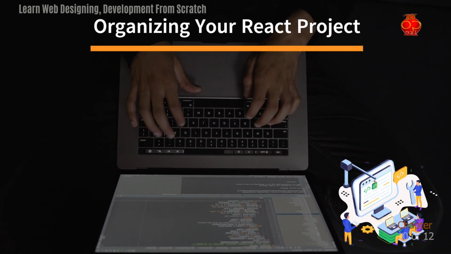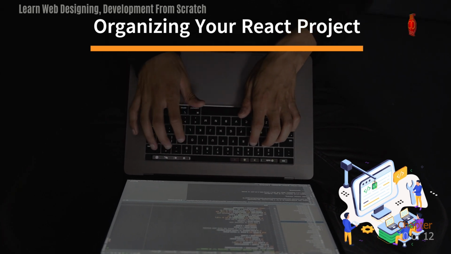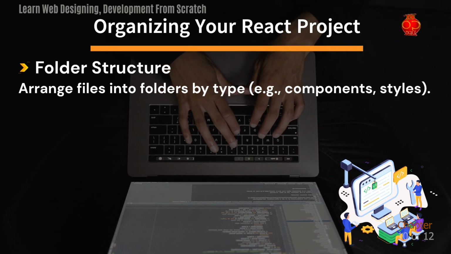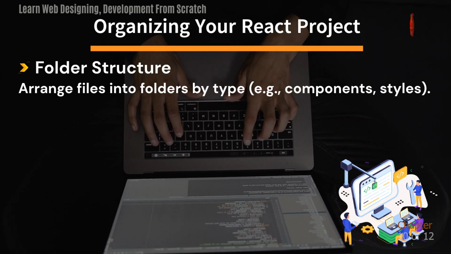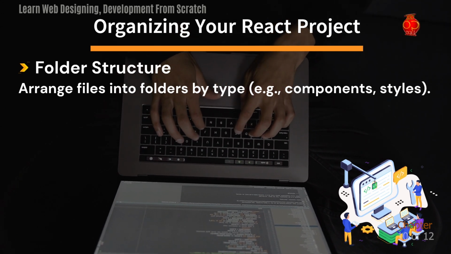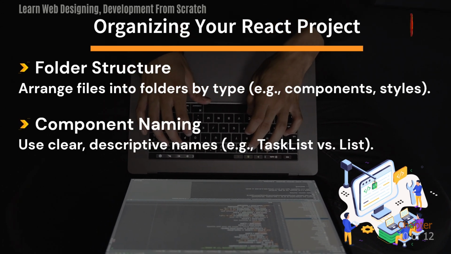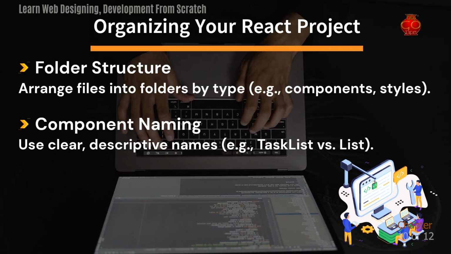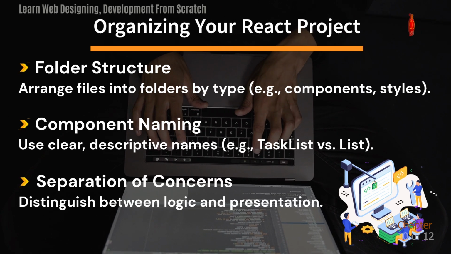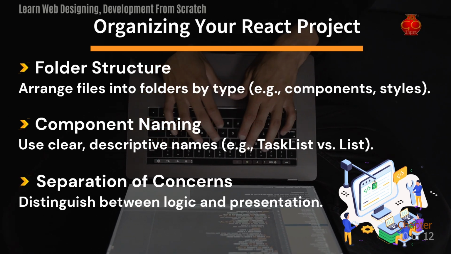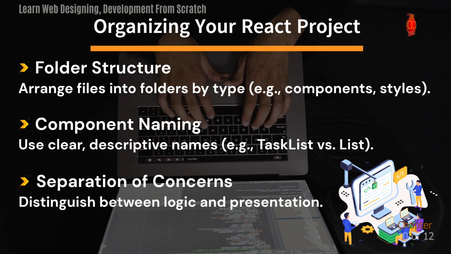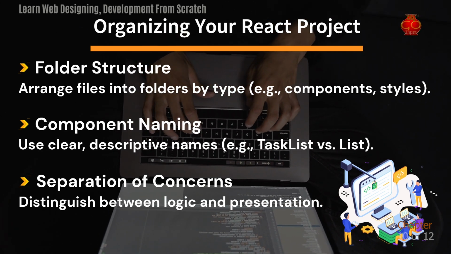Keeping your React project organized makes it easier to manage and scale. Folder structure: organize your files into folders based on their type. For example, keep all your components in a components folder and styles in a styles folder. Component naming: use descriptive names for your components that reflect their purpose. For example, TaskList is a better name than List. Separation of concerns: keep your logic, e.g., fetching data, managing state, separate from your presentation, e.g., rendering HTML. This makes your code easier to understand and maintain.